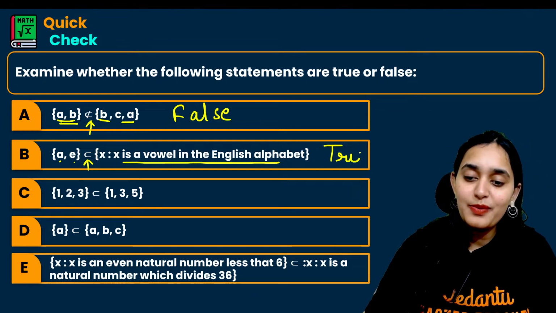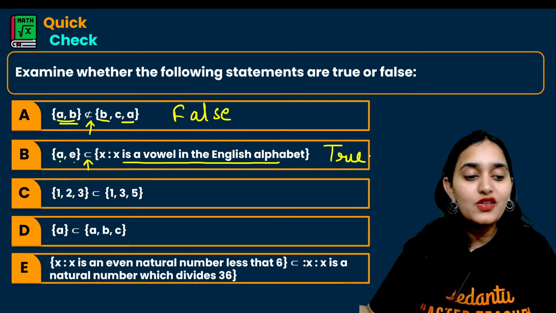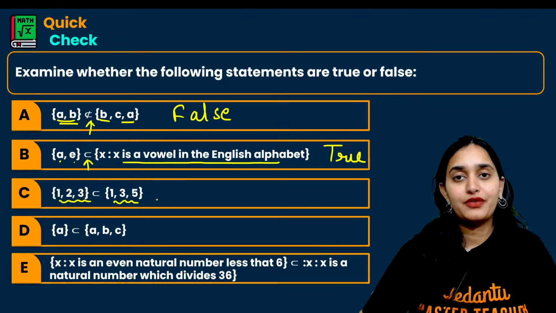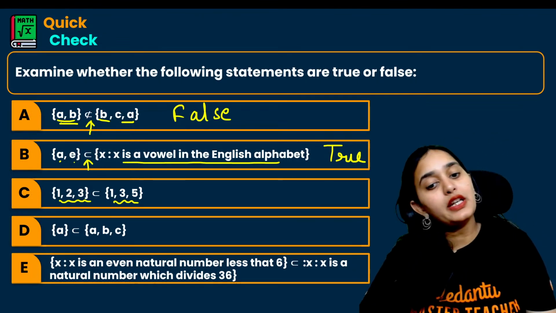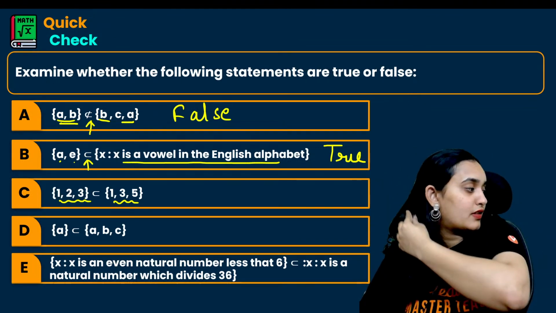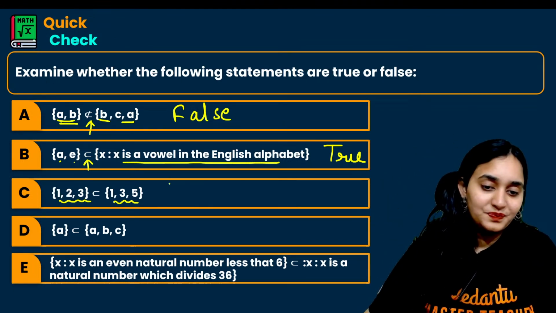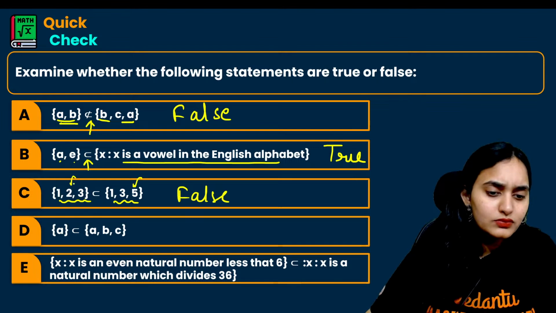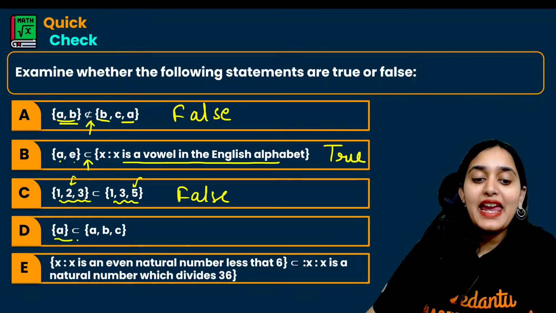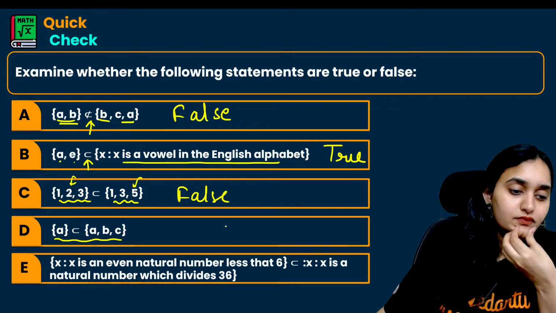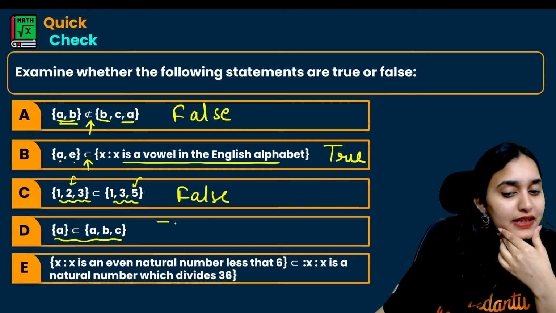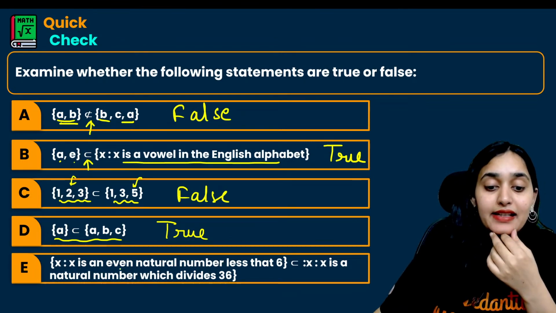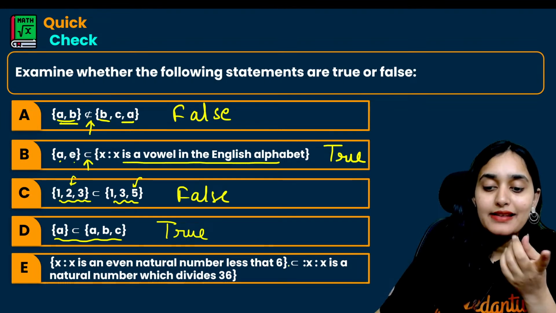Yes, correct, true, because A and E are vowels only. Next, {1, 2, 3} is a subset of {1, 3, 5}. False. Because 5 and 2, they are not the same. Next, A is a subset of ABC. True, absolutely true.